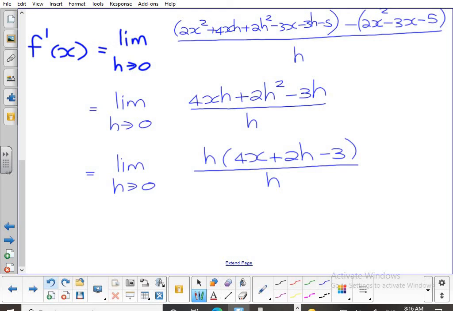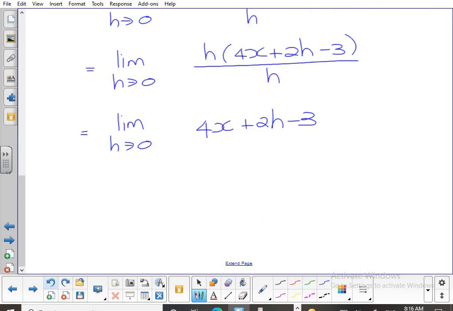Simplify, factorize, and now what's going to happen? The h's will cancel. Am I correct? So my next step is going to look like this. The limit of h tending towards 0. Those two will cancel, and please don't scratch them out, but they will cancel. And I'm left with 4x plus 2h minus 3. Okay, can I simplify any further? Now I can't. So what happens now? Now substitute your h as 0. And as soon as I substitute h as 0, the limit abbreviation will fall away. 4x, 2 times 0, minus 3.